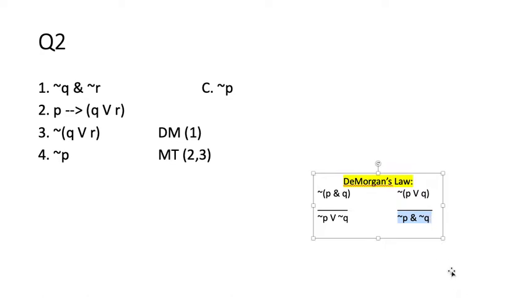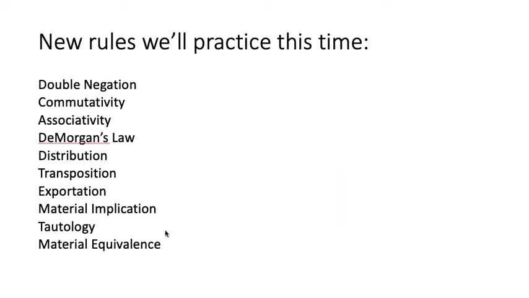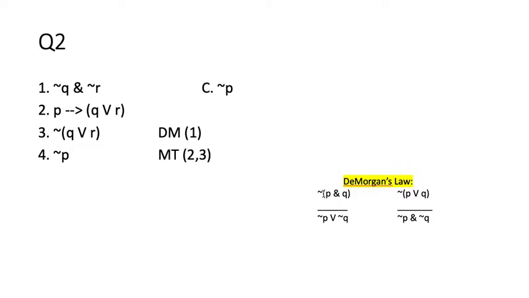Now, the cool thing about rules of replacement, so not just De Morgan's law, but all of the rules of replacement, which are all of these rules, right, is that you can infer from a sentence like the one on the top, the one that I'm highlighting here, to a sentence like the one on the bottom. And you can also turn a sentence like the one on the bottom, the one that I'm highlighting here, into one like the one at the top. Okay, so they go both ways, all right?